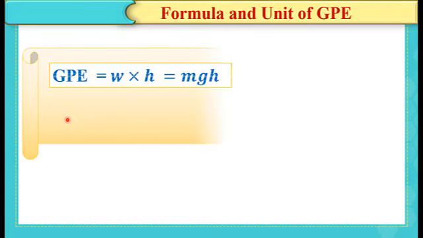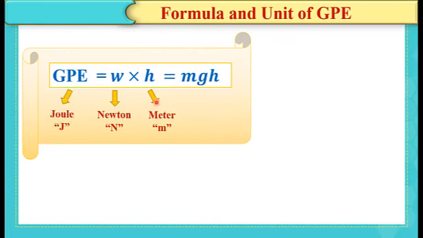Formula and unit of gravitational potential energy. Gravitational potential energy equals weight multiplied by height. Weight will be in Newton, height in meters, and gravitational potential energy will be in joules. Weight will be equal to mass multiplied by gravity. For sure, mass is always in kilogram. Gravity is equal to Newton per kilogram.